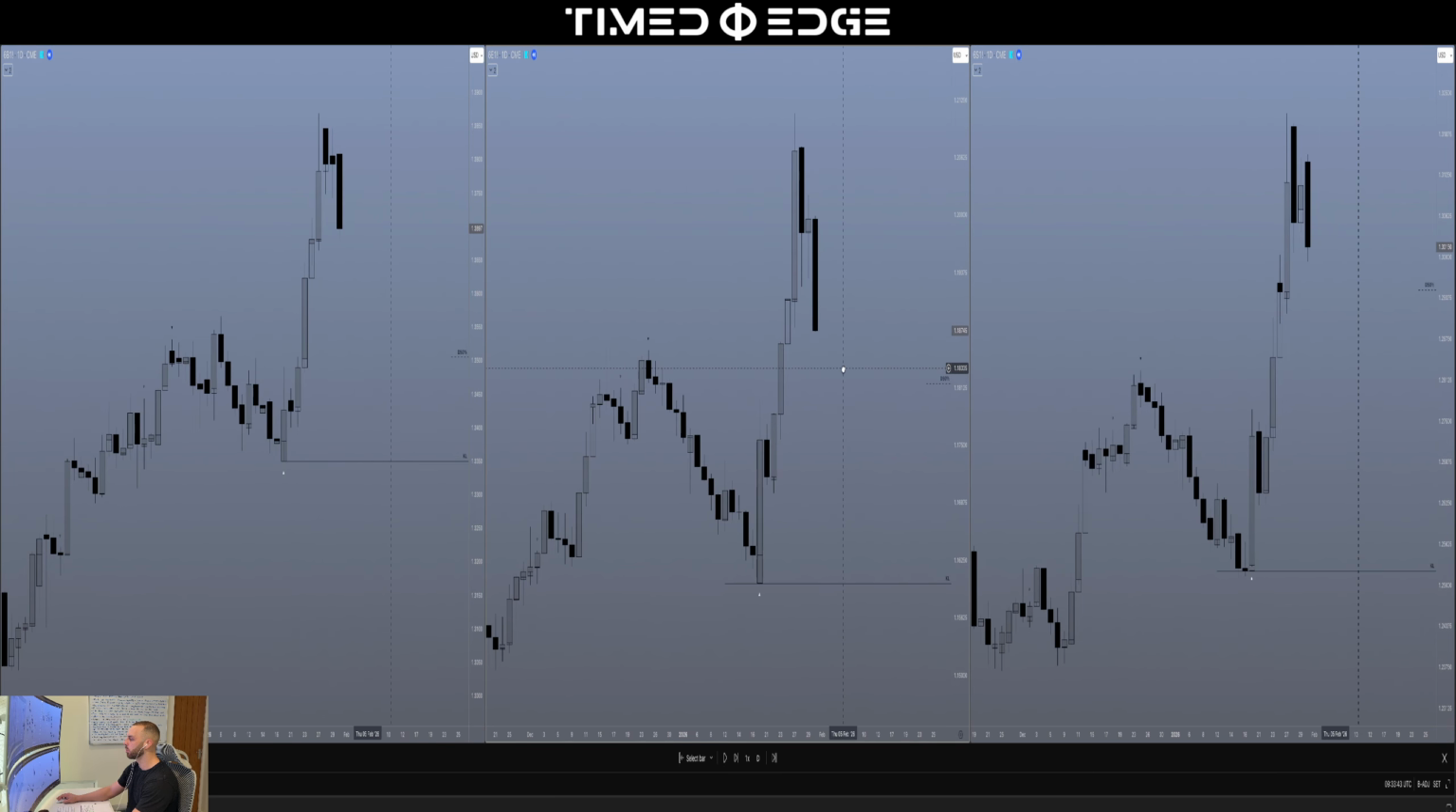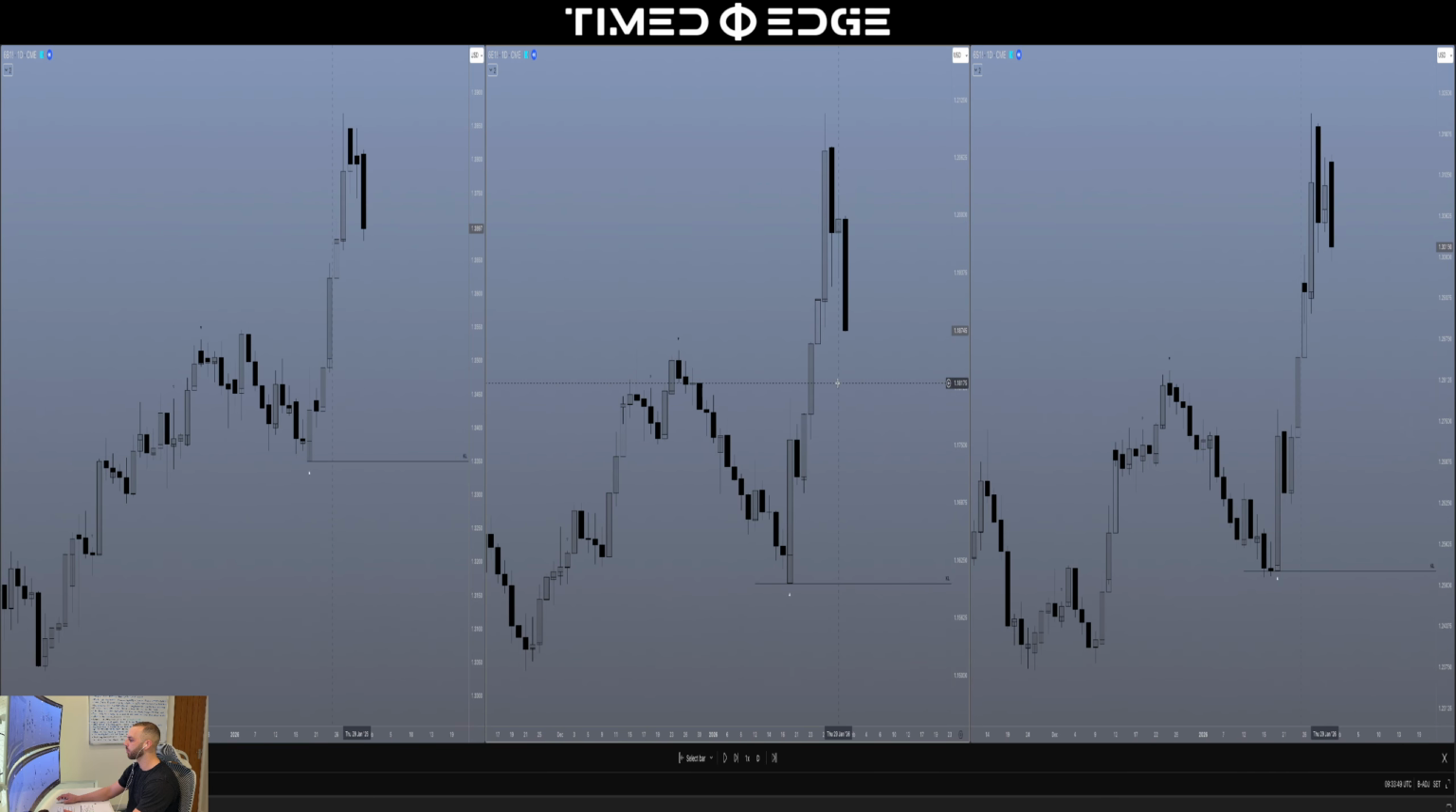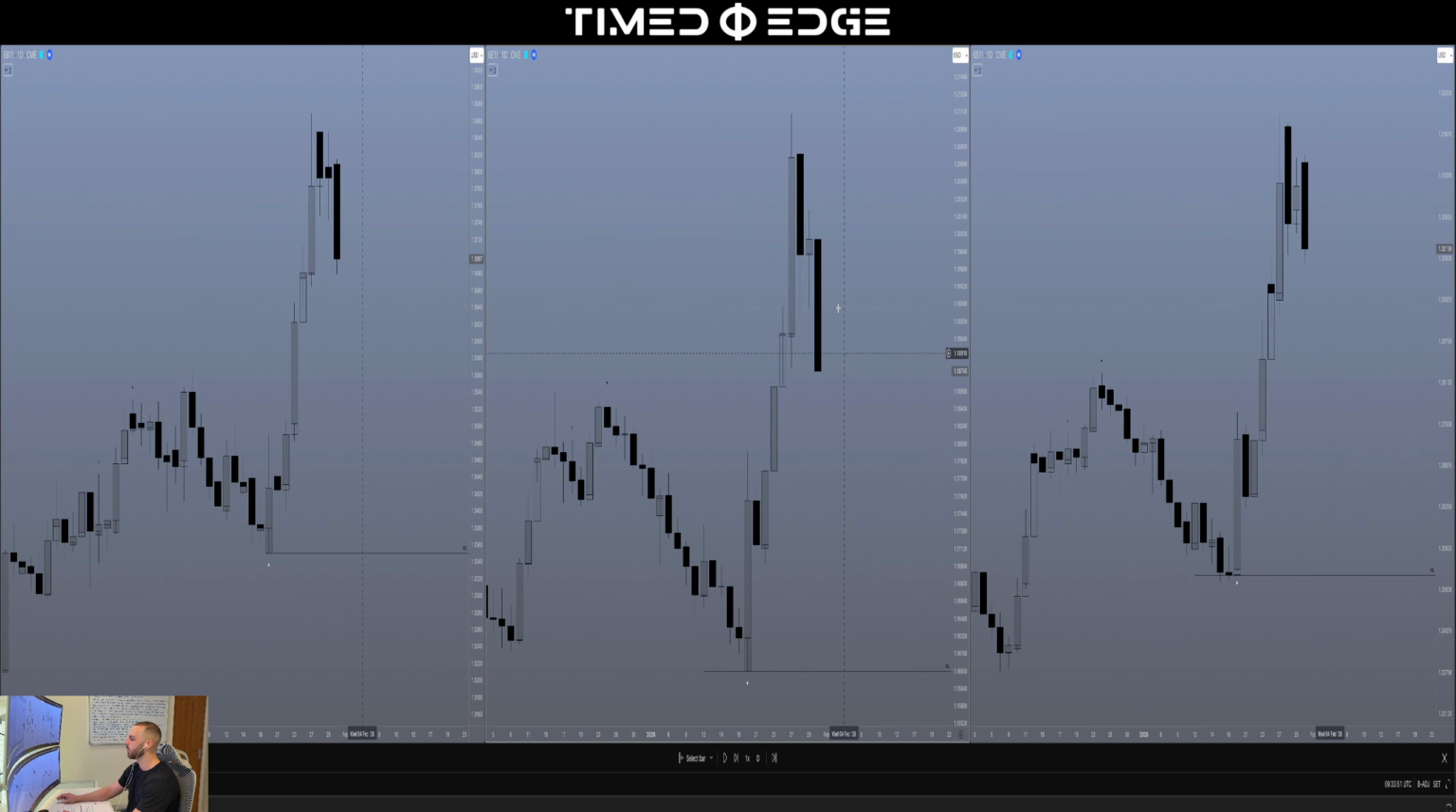I try and keep how I profile the daily candle pretty simple. It's all to do with the close above highs and lows, basically previous day's highs and lows, and what's expected, what becomes targeted.